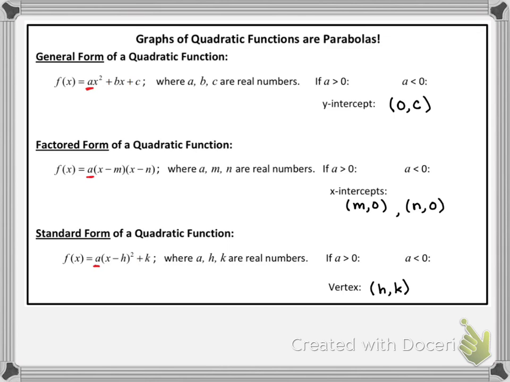In factored form, would the m and n be negative if it was x plus m? Yeah, so if it was like x plus 3, that's the same as x minus negative 3. So your m would be negative 3. The same is true with the h down here. If I had a negative x coordinate for my vertex, it would look like this, right? Because it's just like subtracting a negative. Great question. Thank you.